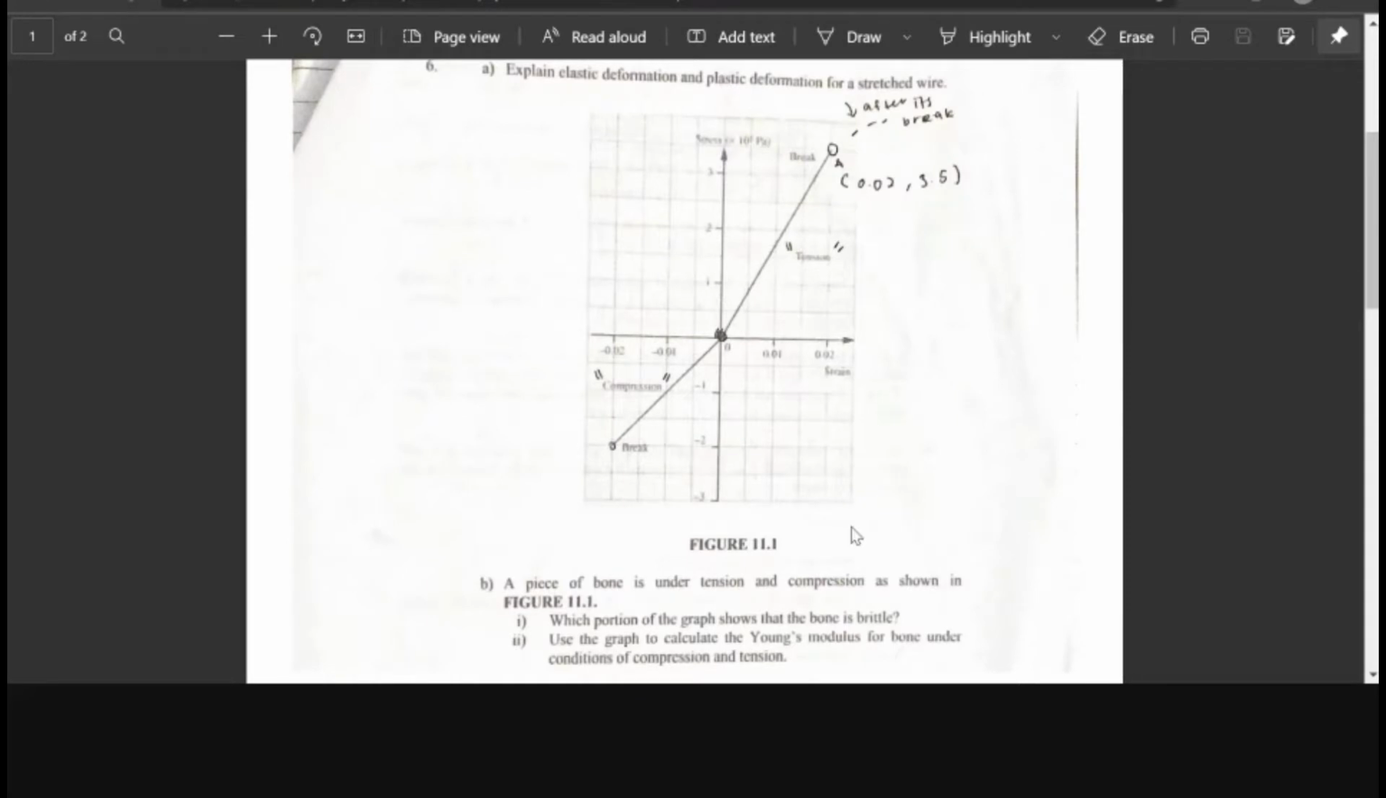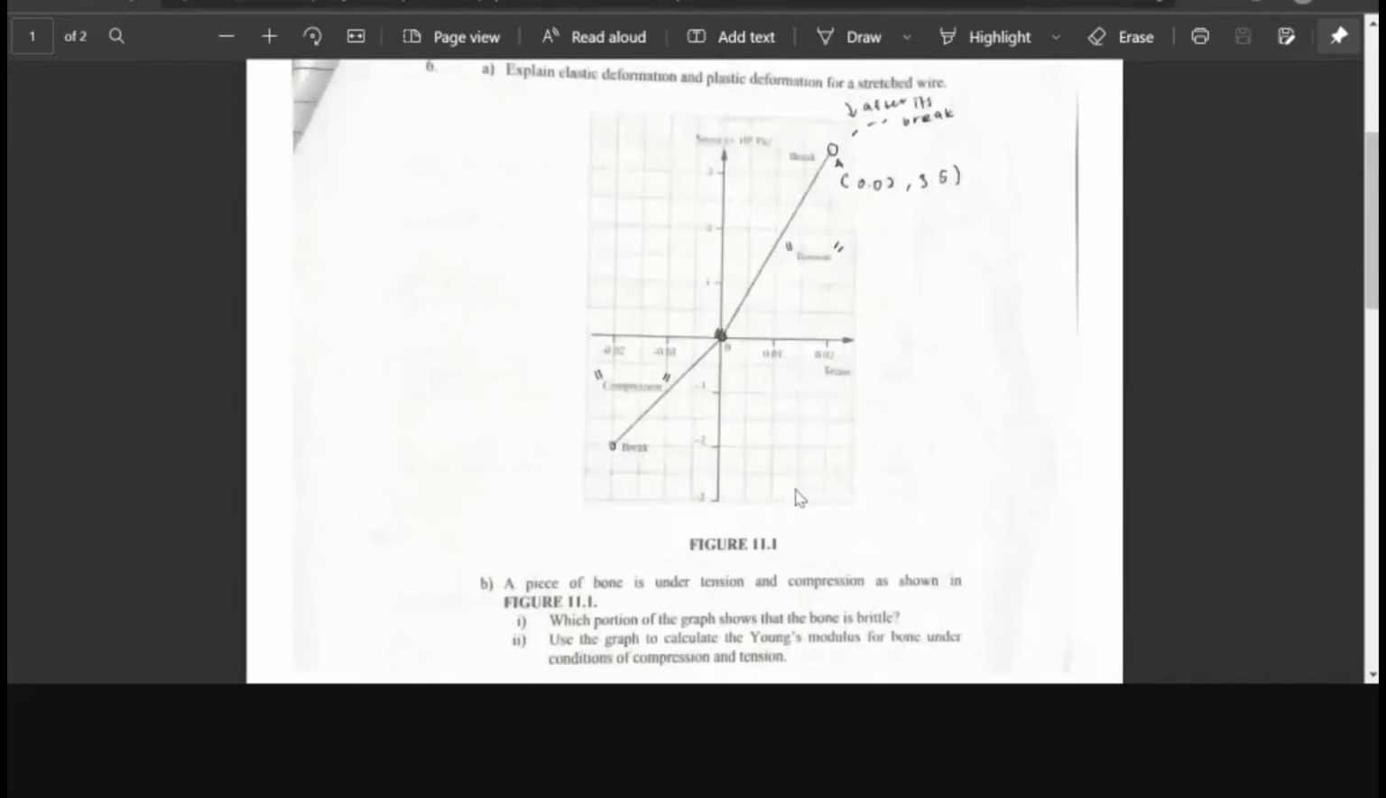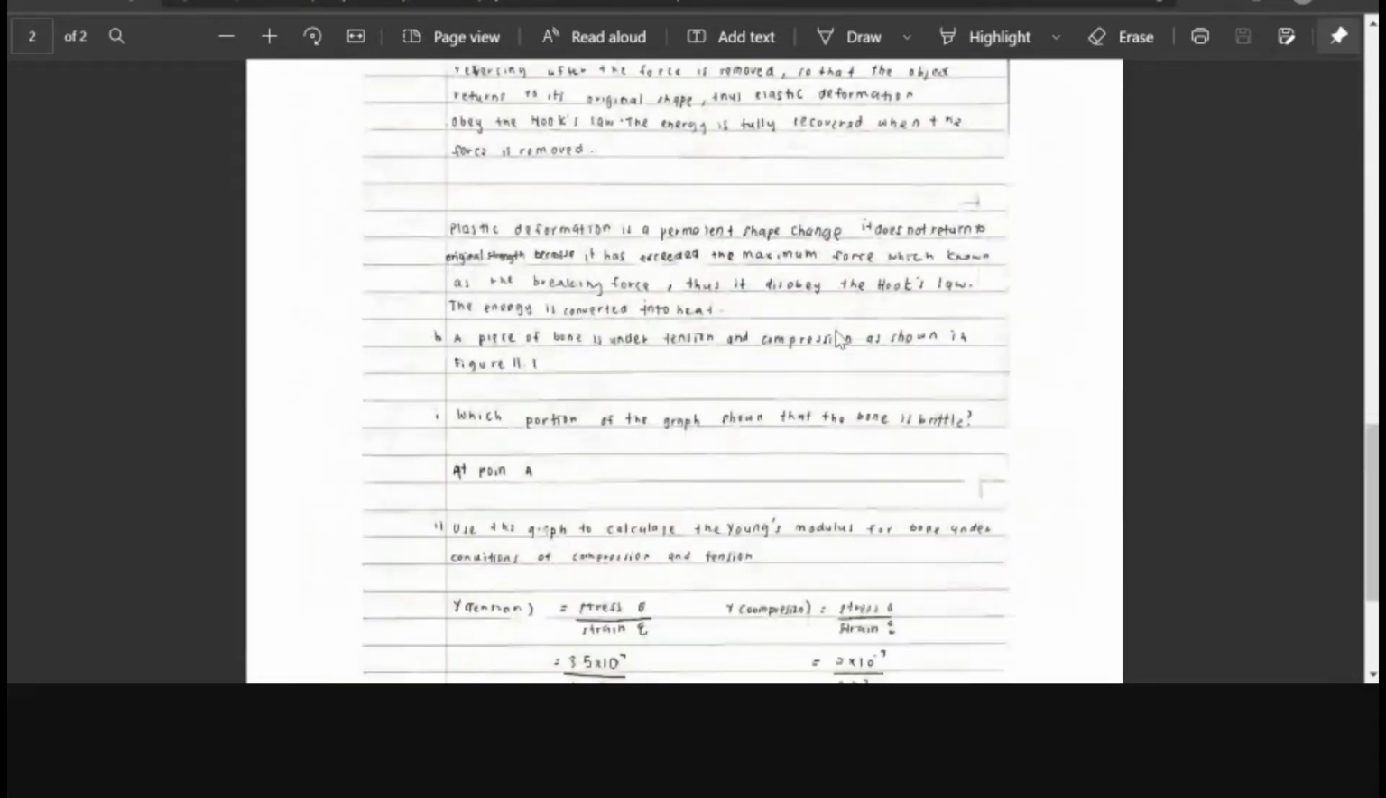Okay, saya explain. Yang ni saya agak tidak pasti, tapi apa yang saya boleh nampak daripada graf ni, saya cakap yang ni adalah A. Lepas tu kalau bone, dia kan tak boleh extend sebab bone kan dia brittle. Kalau extend dia terus break. So saya cakap yang ni A, so saya cakap portion dekat point A. Okay, betul, correct.